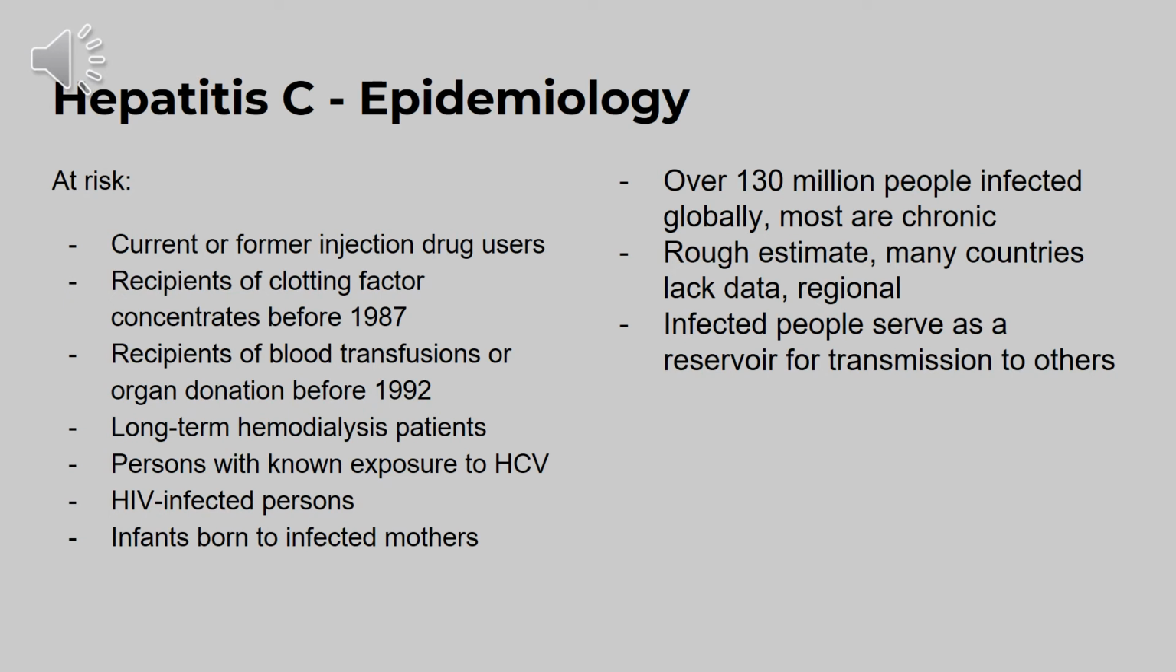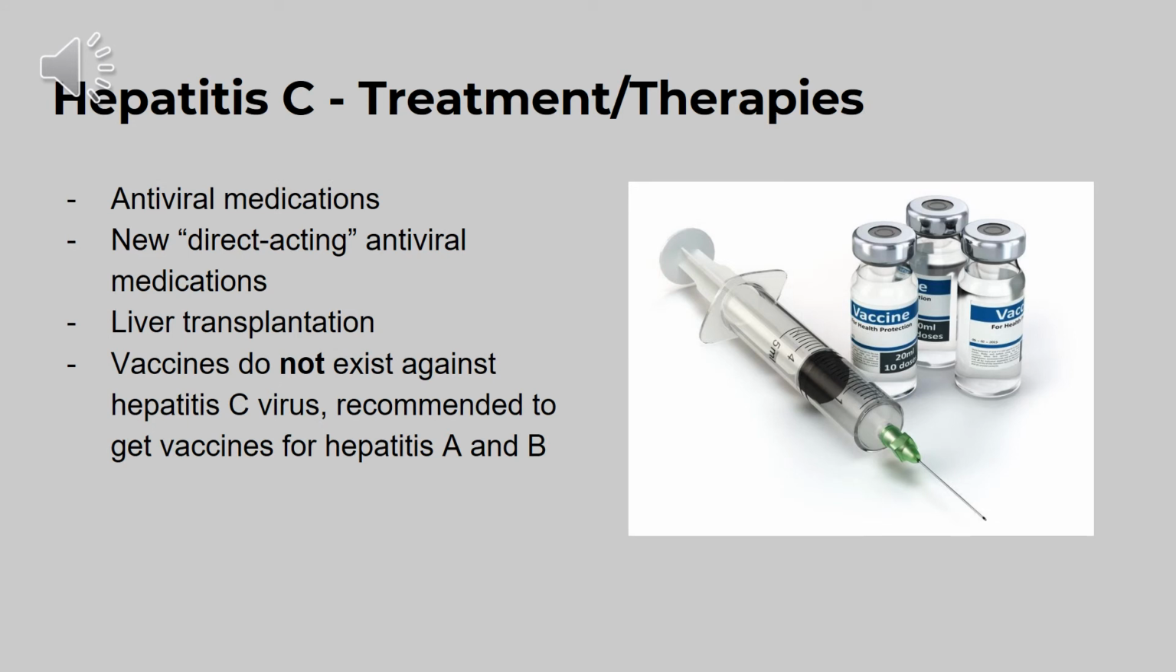So as far as epidemiology, there are over 130 million people infected globally with hepatitis C, and most of these are chronic infections. Now, this number is a rough estimate as many countries lack data on this virus. This is more of a regional estimate here. And I also just wanted to point out that infected people serve as reservoir for transmission of this virus to others. Treatment for hepatitis C consists of antiviral medications, and there is a new antiviral medication that is called direct-acting antiviral meds.